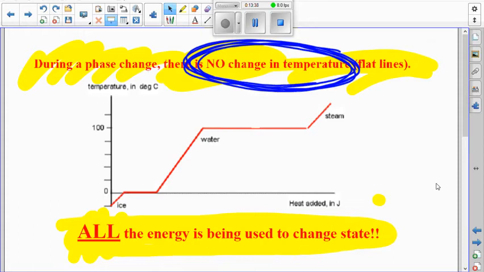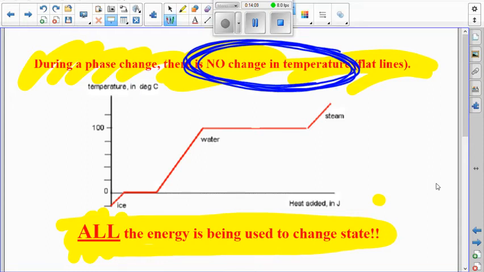Why is that? Because all the energy is being used to change the state. There is a cost. If you want to heat something up temperature-wise, there's a price in joules. Remember heat energy? There's a price in joules to do that. You want to make something increase temperature by 10 degrees, you have to pay the joules. Similarly, if you want to take something from a solid to a gas, solid to a liquid, liquid to a gas, whatever, you have to pay the joules to do that.